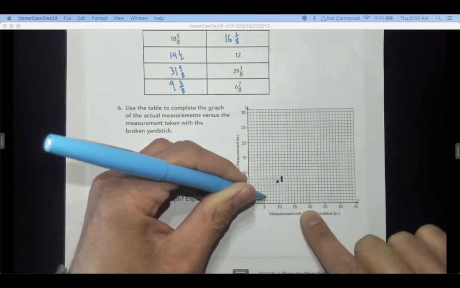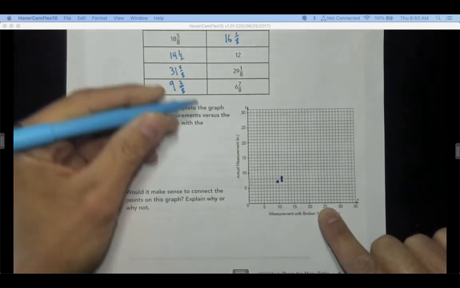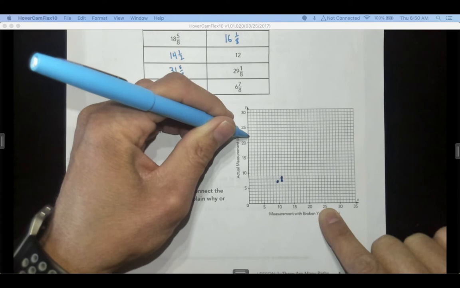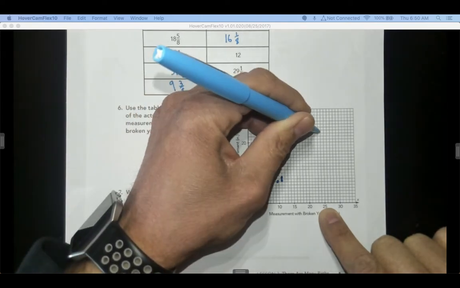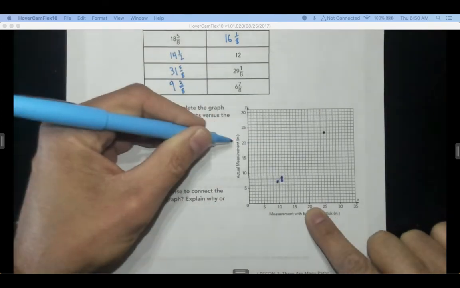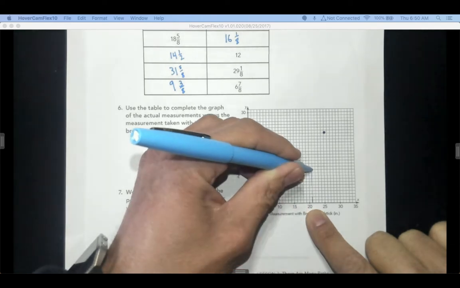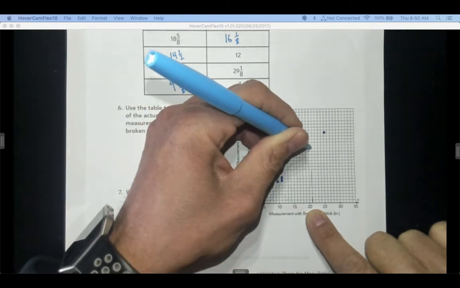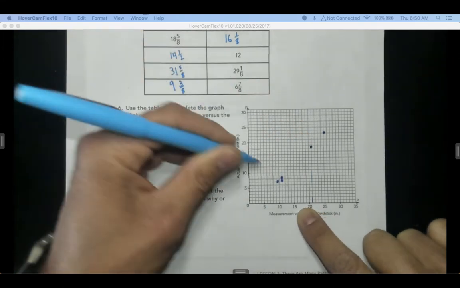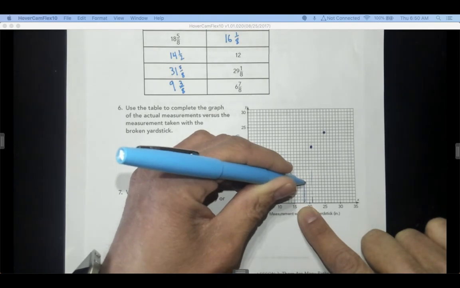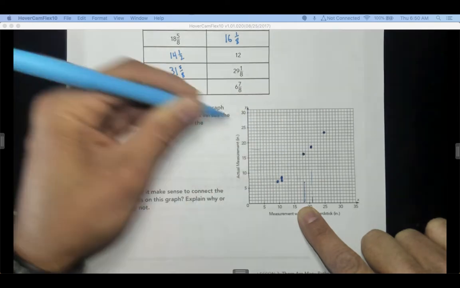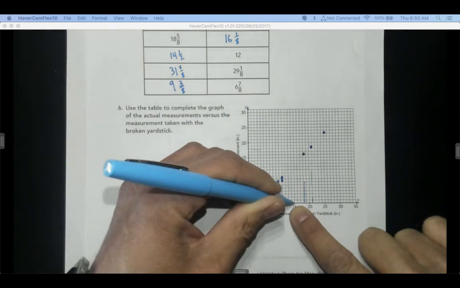Okay. Then the broken was 25.75. I'm just going through the table of values and I'm trying to put them on the graph here. 25.75 and then 23 and a quarter. Right there. 21 and 18. Right about there. 18 and 5/8, right about there. And 16 and an eighth. So about there. And then 14.5 and 12.